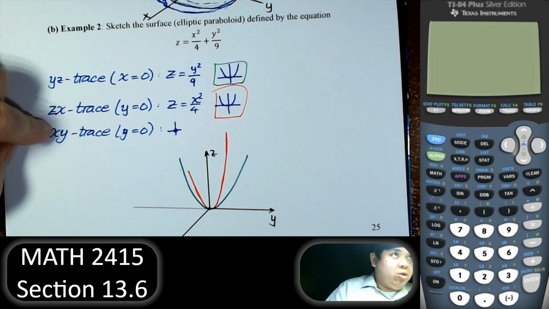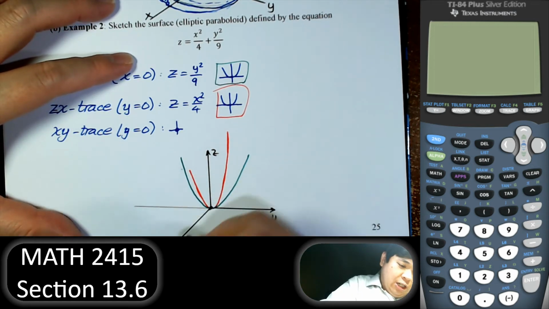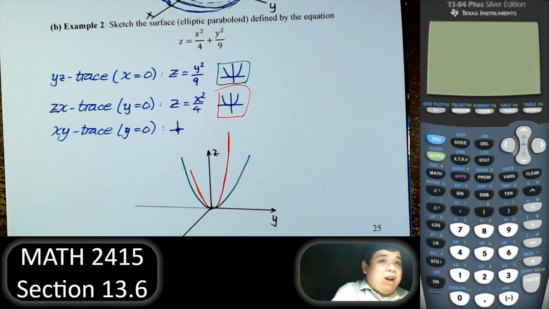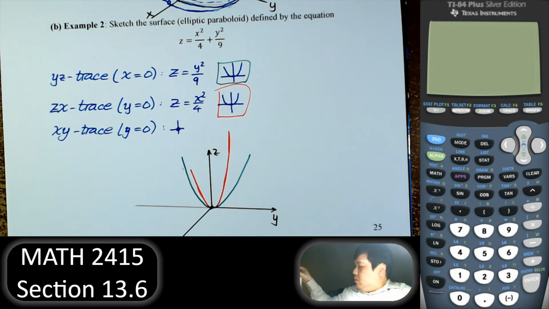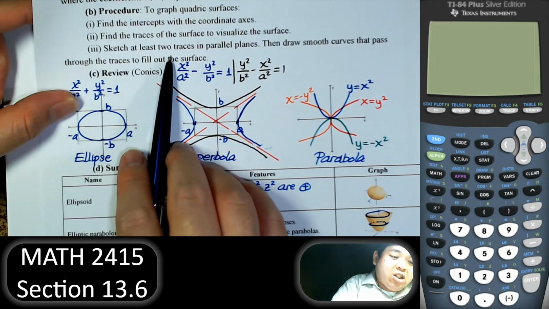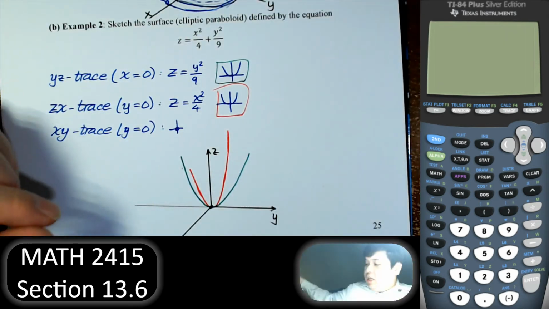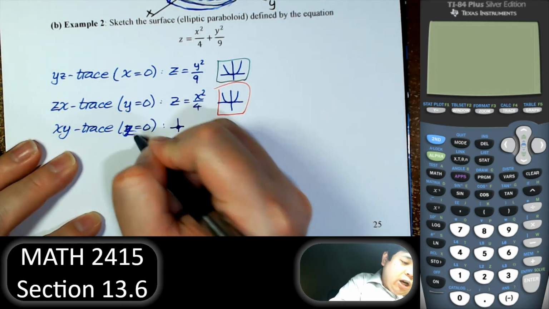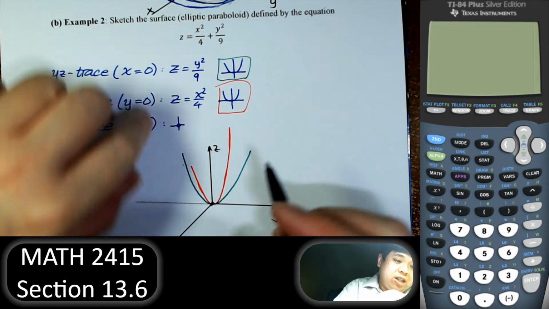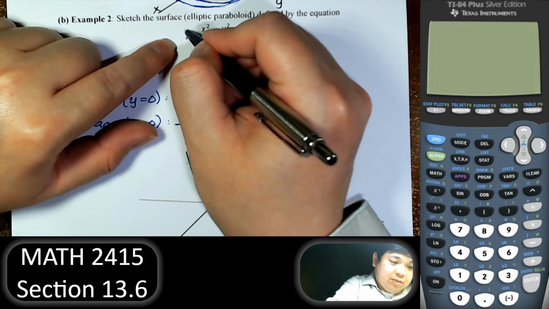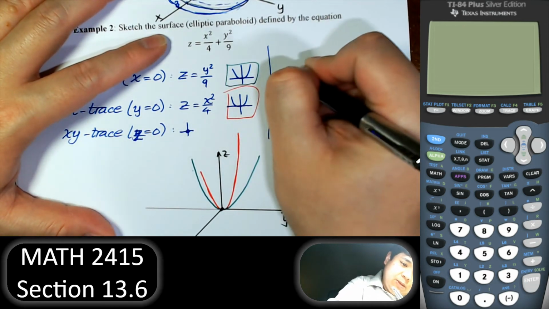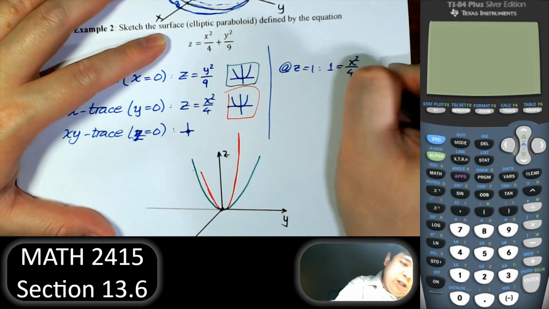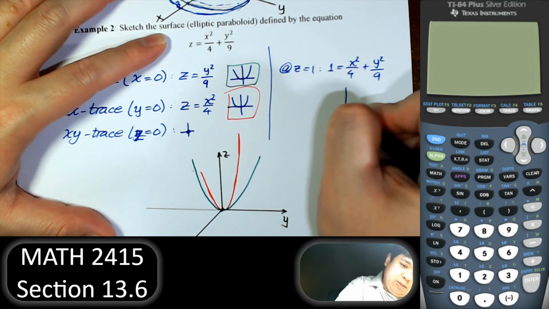And then when xy is traced, we just have a point. Right, so that's good. Now, remember when we try to graph, sometimes we have to sketch at least 2 traces in parallel planes. So when we have z equal to 0, we have that. When z equal to 1, we have 1 equal to x squared over 4 plus y squared over 9, which is an ellipse.